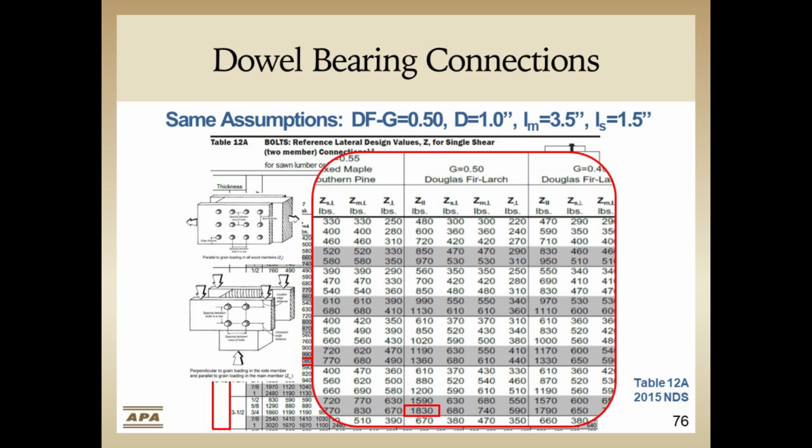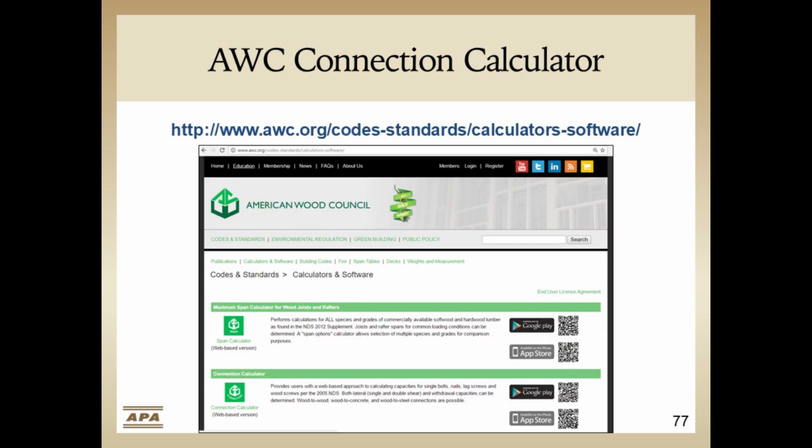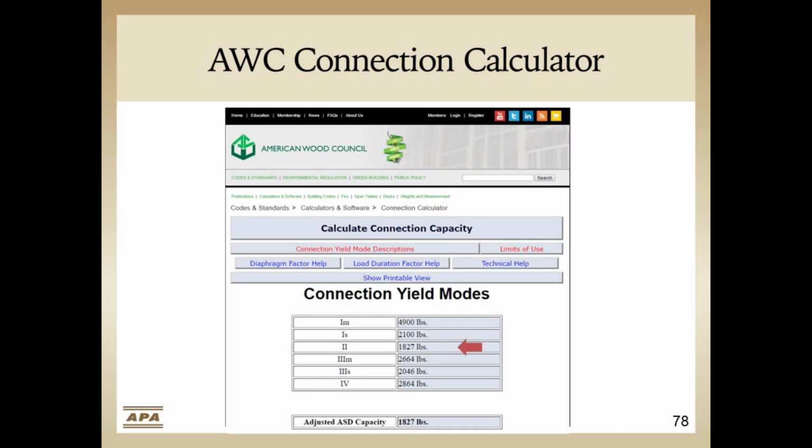Additionally, there are software options that are readily available to the designer. Many can be found online with a simple search. One is from the American Wood Council, which can be found on their webpage. As you can see, if we run our example through this calculation, it generates the 1,827 pound capacity for a mode 2 yield mode. These online calculators also afford the flexibility to input different member species for the main and the side members.